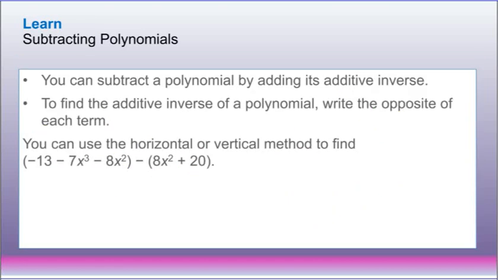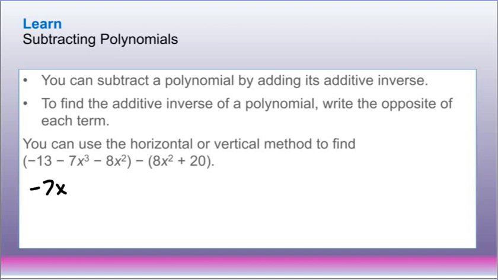Next is subtracting polynomials. So you can subtract polynomials by adding its additive inverse. To find the additive inverse of a polynomial, you write the opposite of each term of the second polynomial. So again, you can use horizontal or vertical to find them out. I'm going to do this vertical. I'm going to rewrite this first one.